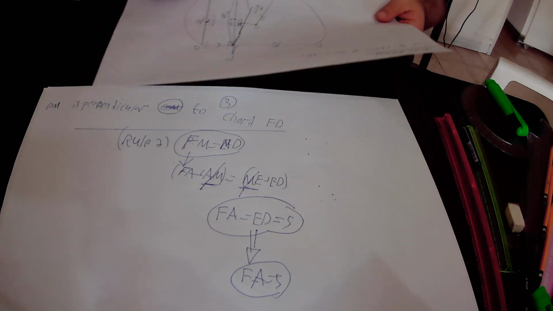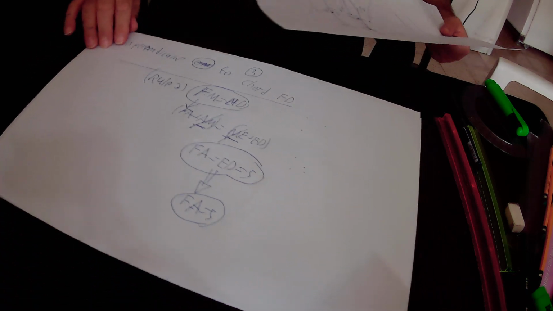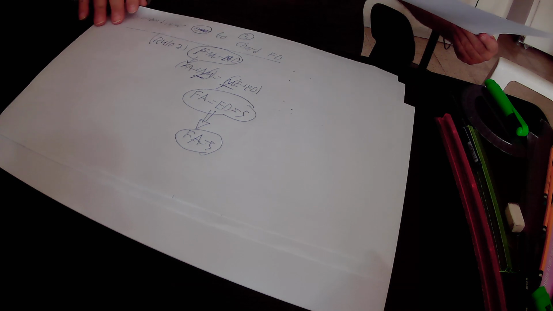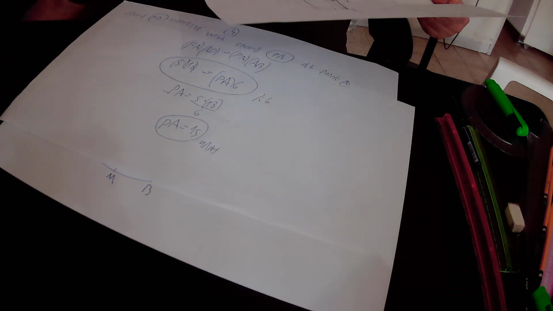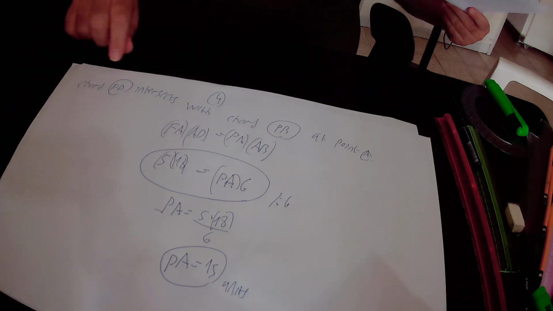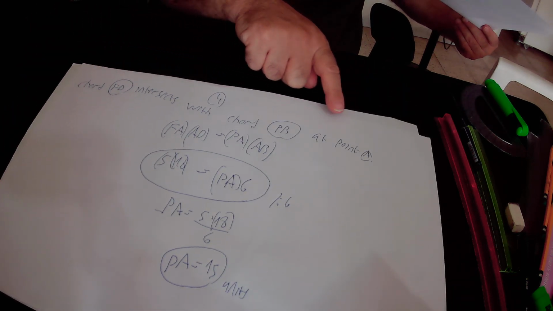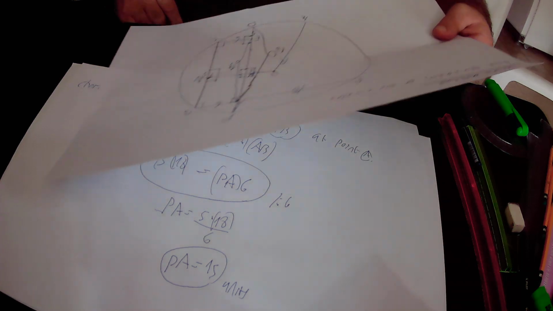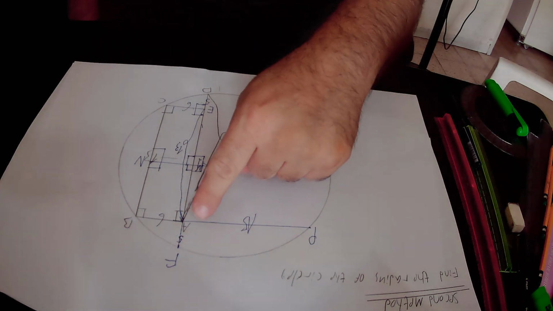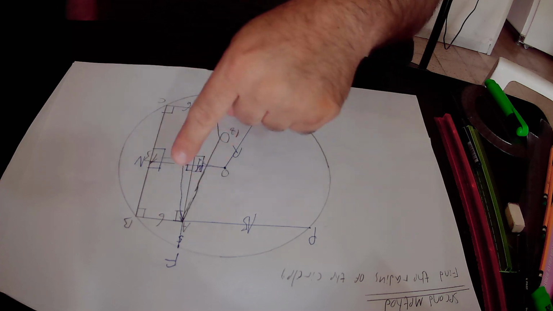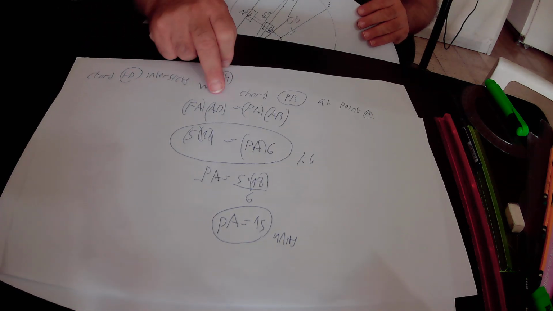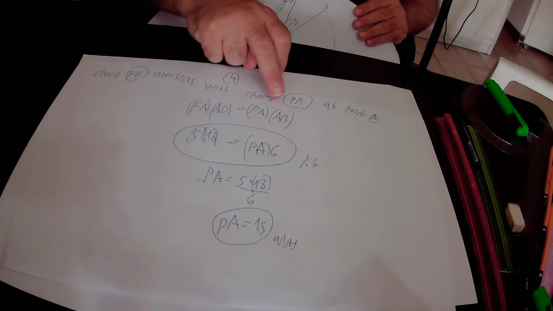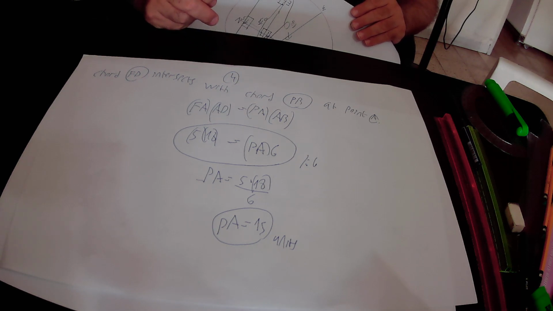In our drawing, we have chord FD that intersects with chord PB at point A. Therefore, according to rule number 2, we get that FA times AD equals BA times AP. Again, FA times AD equals BA times AP.